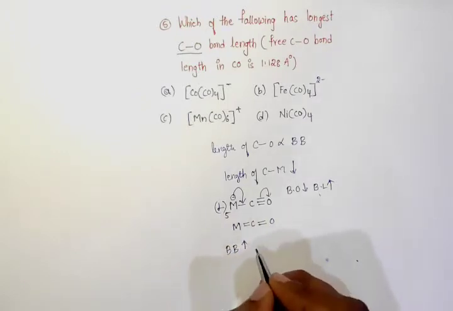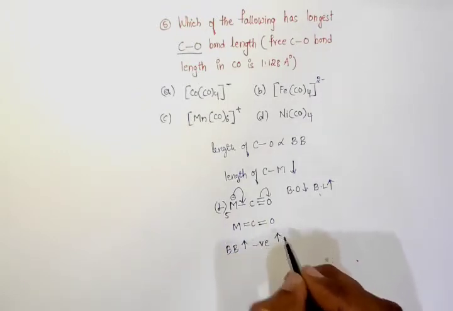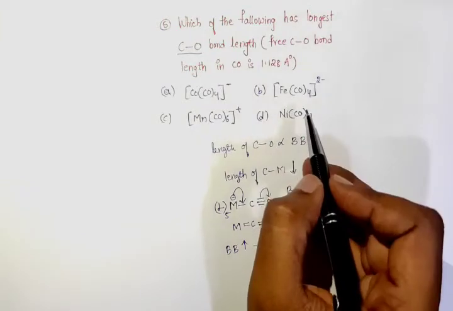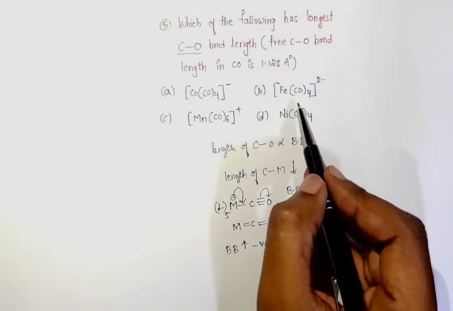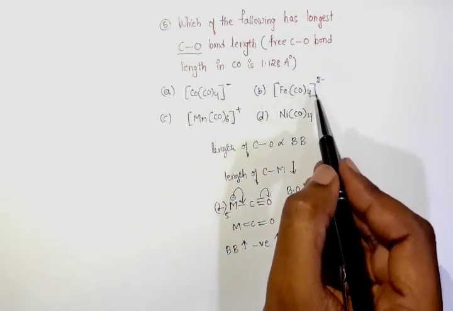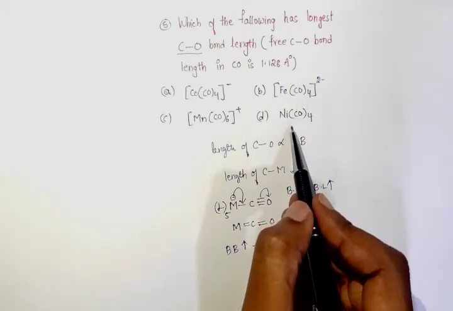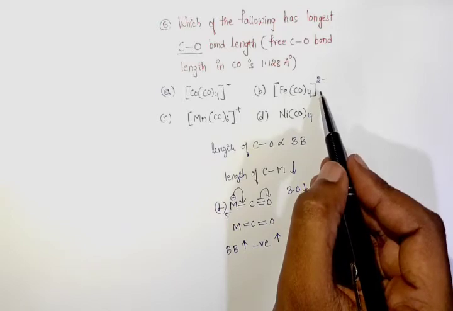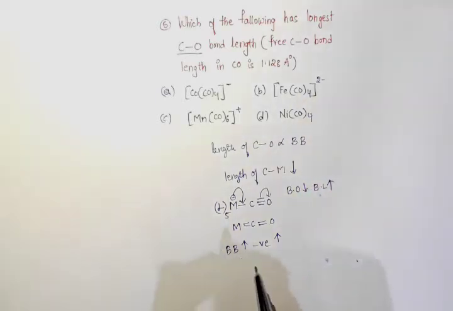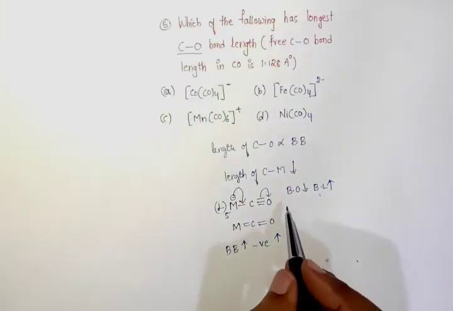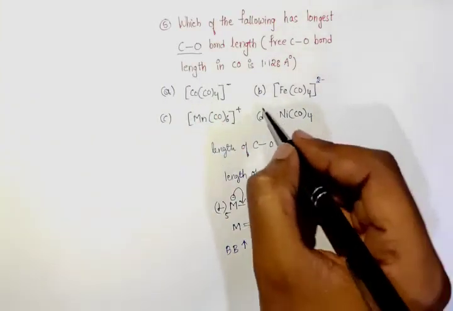Back bonding increases when the negative charge on the metal increases. In the options, the negative charge is greatest in option 2: in the first option 1 minus, in the second option 2 minus, in the third option it is plus, and in the fourth option it is neutral. So an increase in negative charge increases the back bonding. If back bonding increases, the CO bond length will obviously increase. So the option would be B.